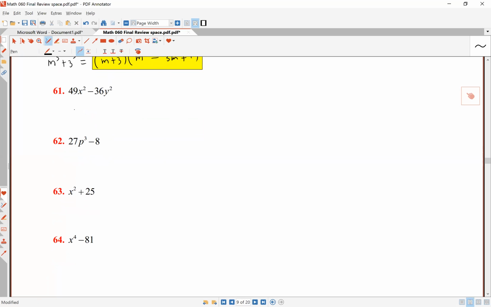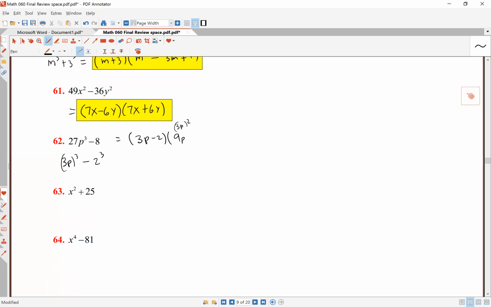49x squared minus 36y squared, that's a difference of squares. 7x minus 6y and 7x plus 6y. 27p cubed minus 8, that's the difference of cubes. We're looking at the two terms of 3p and 2. So we use the same sign, and then we square the 3p, which is 9p squared. Take the product of 3p and 2, that's 6p. And we square the 2, and that's 4. So we use same sign, opposite, and always positive.